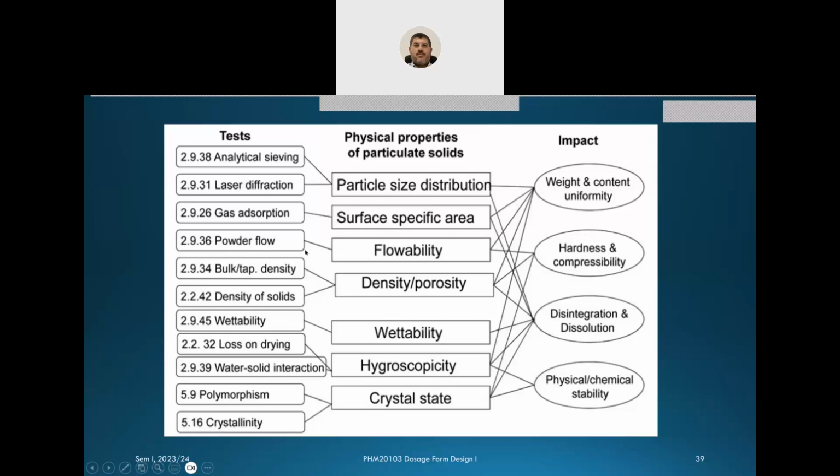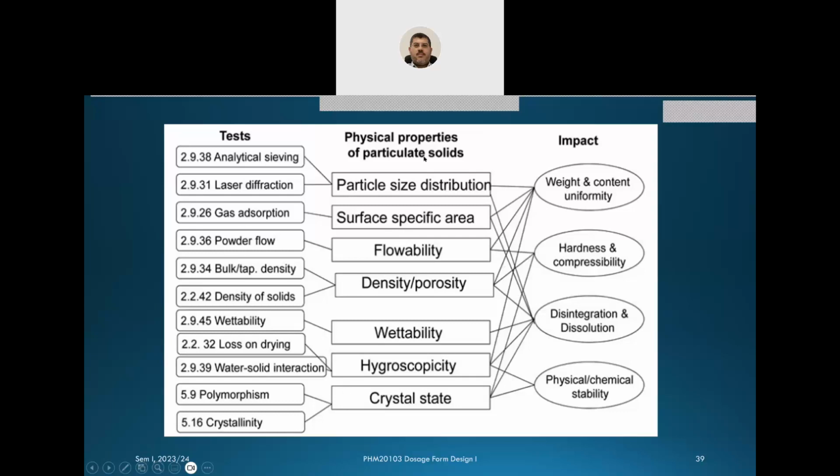How do we do flowability? We measure the powder flow test. We make the powder flow test, and then why do we do it? Because it also affects the hardness and compressibility, weight and content uniformity of the tablet, and disintegration, and will affect also dissolution. Those are these two characteristics mainly, the weight and content uniformity and disintegration and dissolution, and so on.